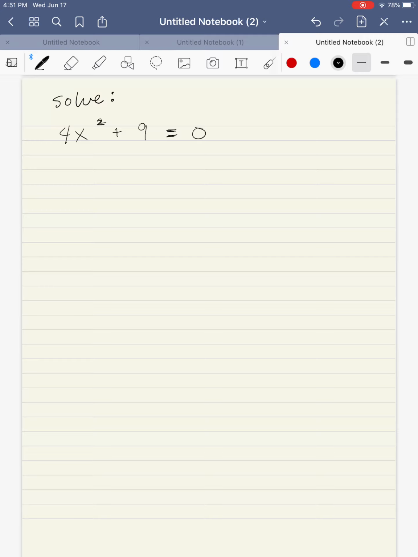So I look to see I do not have a bx term, so I isolate the x squared, and then I take the plus or minus square root of both sides. Pause the video and try to work this one.